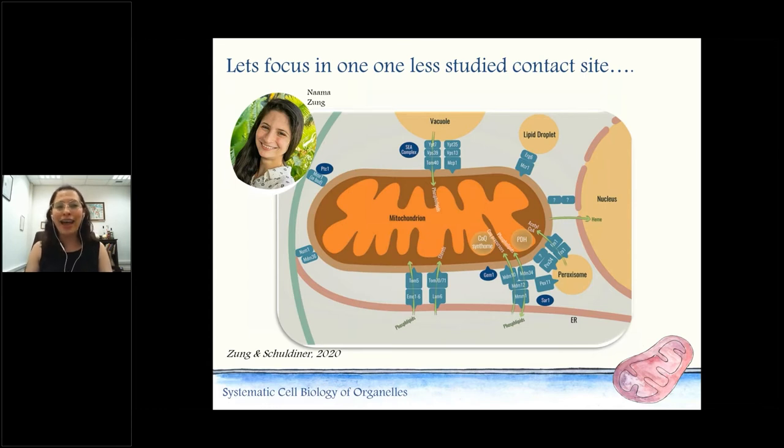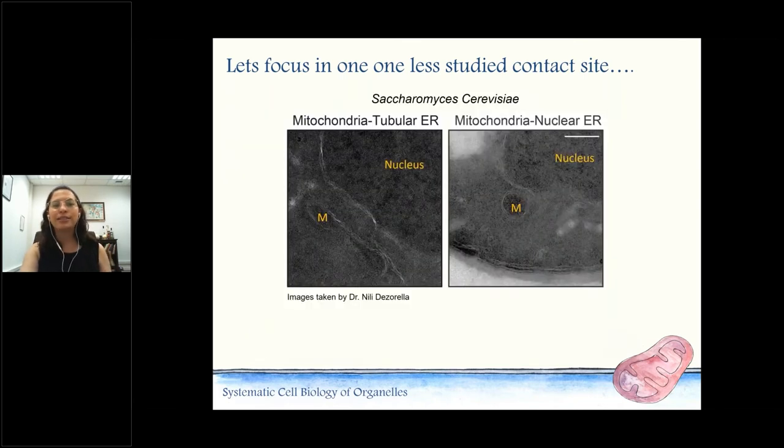And Naama and I are interested in the contact site between the mitochondrion and the nuclear ER, or mitochondria-nucleus contact sites. And for many years, people treated these contacts as a type of mitochondria-ER contact site. So it seems like sometimes mitochondria can form contacts with tubular ER. So here we have the mitochondrion and a tubular ER, and this is the contact with the tubular ER. And also sometimes they form contact with the nuclear ER, but they're all practically the same.